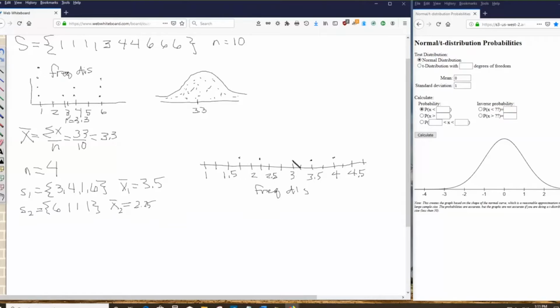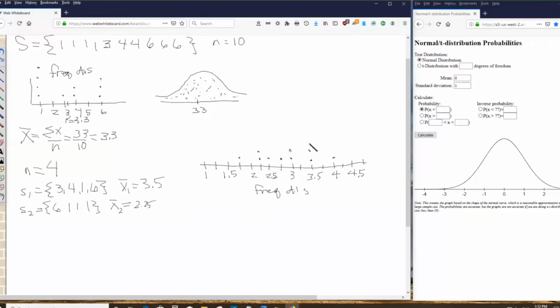Then I got a 3. Then I got a 2.5. Then I got a 2.75. I got another 3. I got another 3.5. I got a 2.25.